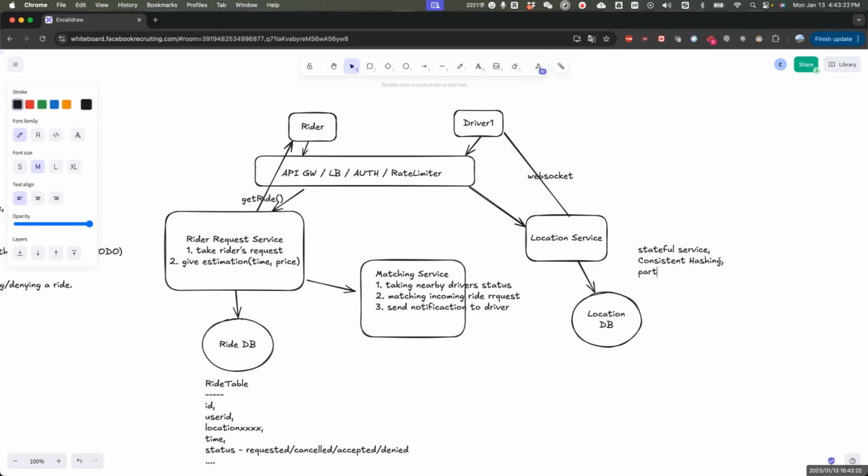And it could be partitioned via geohash index. And also we could basically use a driver's client ID as a plus for the partition key.